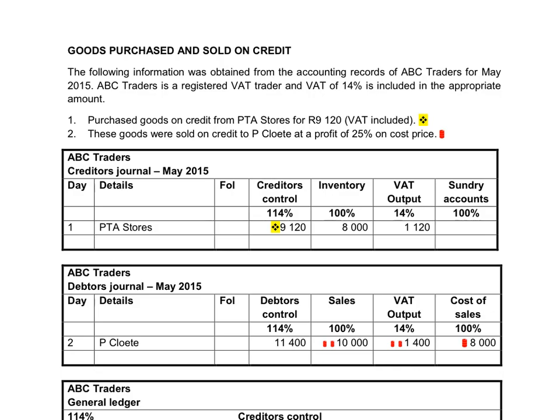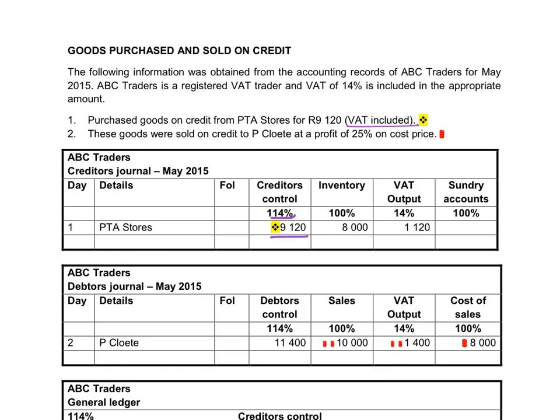Good morning. We will pay attention to goods purchased and then sold on credit. The entity is a registered VAT vendor and 14% is included in the appropriate amounts. Purchase goods on credit for 9120, VAT included. That means that the amount includes the VAT and is worth 114%. So the amount that we owe the creditors is the total amount of 9120.